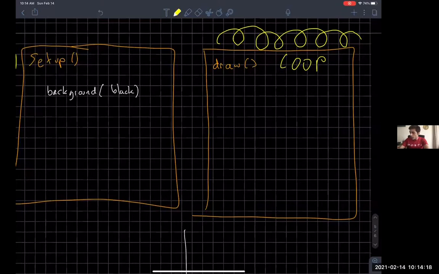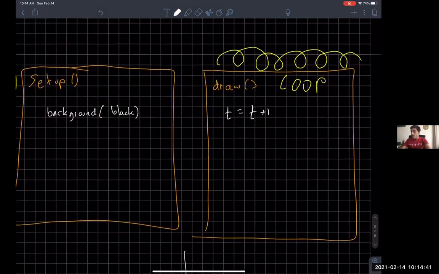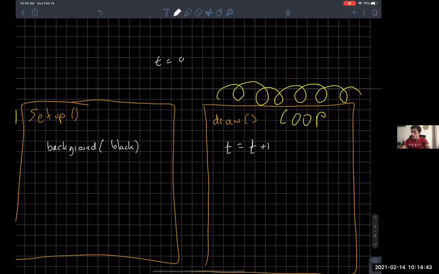So pay attention here, this is going to be tricky. So what I do in my loop, if I do t is equal to t plus 1, then every time this loop runs, the value of t will be increased. Let's change this. Okay, so every time the draw loop runs, my value of t will update. But to give the t a starting value, we have to make t equal to 0 outside both functions.